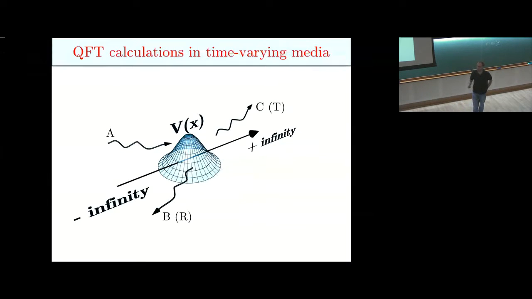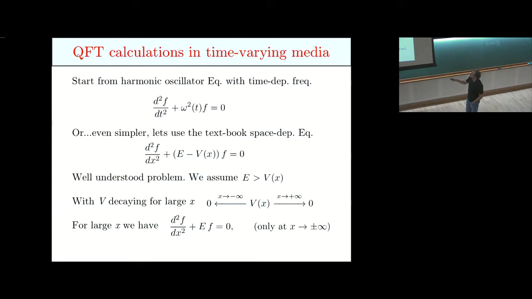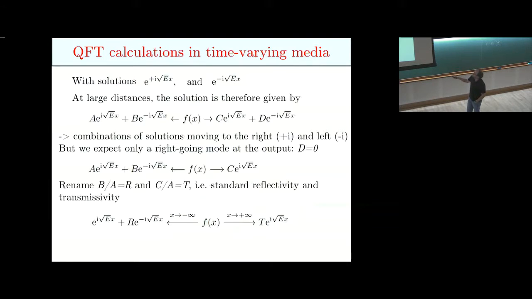You can start from, imagine you have this very standard, very well-known case where you have a spatially dependent potential, okay? And you know exactly how to describe the scattering in this process. You have an input wave, then you have a reflected wave and a transmitted wave. And essentially you would start from this equation from your harmonic oscillator, assuming that D minus V is greater than 0, okay? And then you can write out the solution.